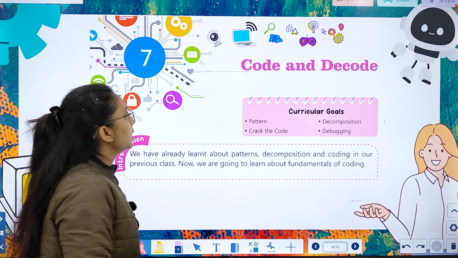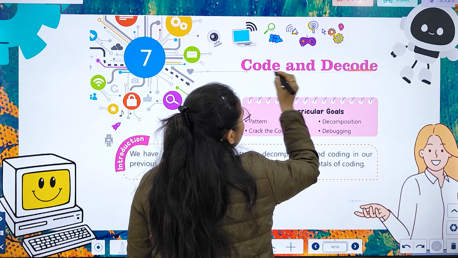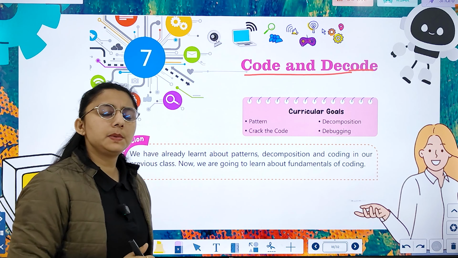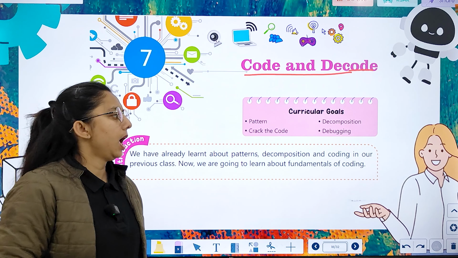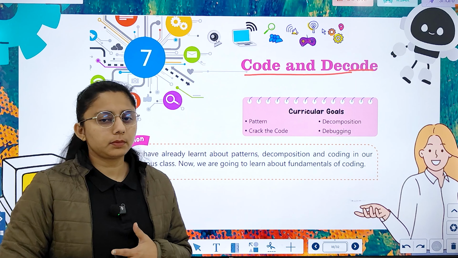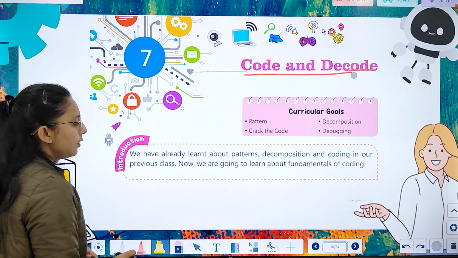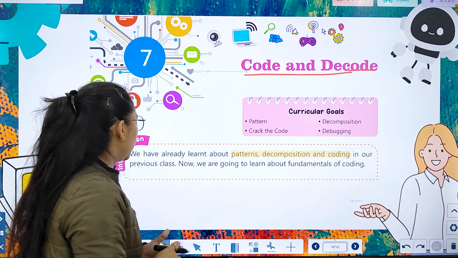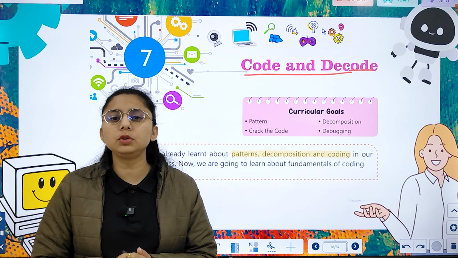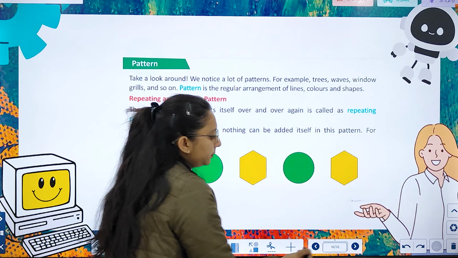Let's start with chapter number 7, Code and Decode. In this chapter, I will tell you about different patterns, decomposition, debugging, and crack the code. So let's start with the chapter. We have already learned about pattern, decomposition, and coding. So now we are going to learn about fundamentals of code.